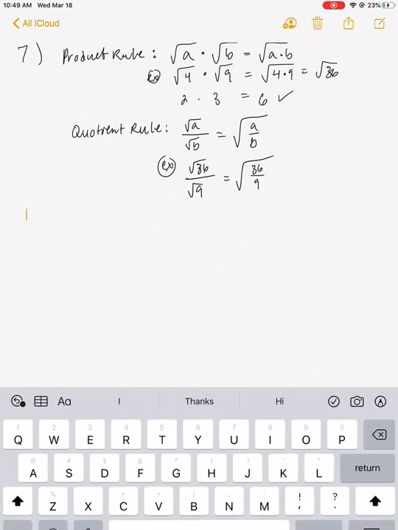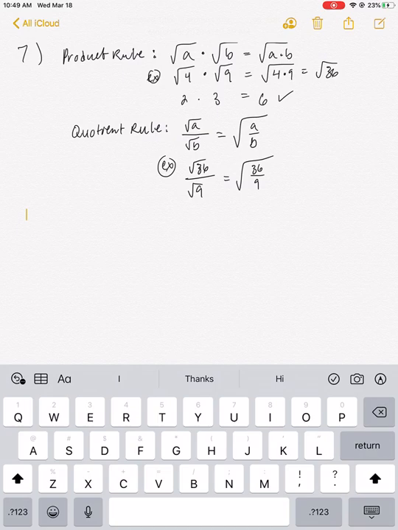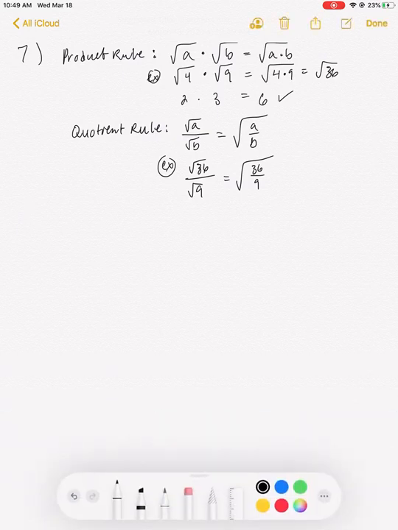We know that the square root of 36 is 6. We know the square root of 9 is 3. And we know that the square root of 36 over 9, which is the square root of 4, is 2. 6 divided by 3 is 2, and does that equal 2? Yes, it does. So the quotient rule does work, and the product rule does work. Those are two rules that we're going to use for arithmetic with square roots.